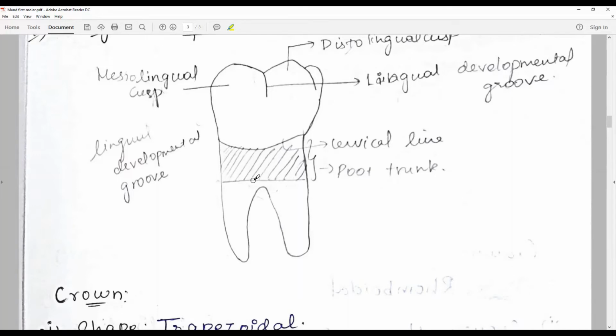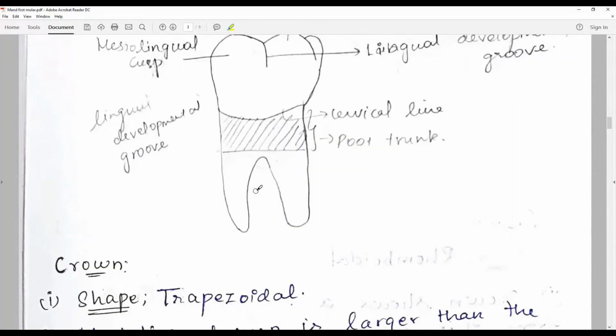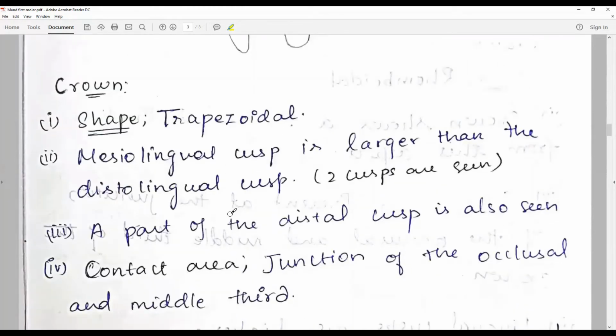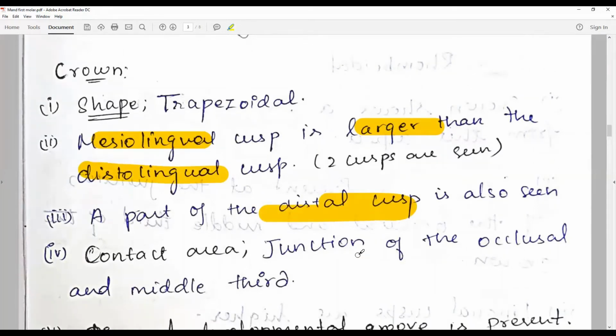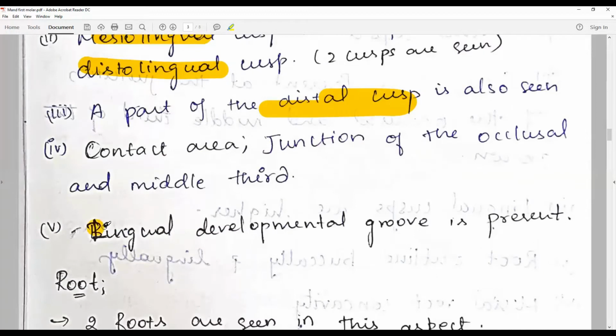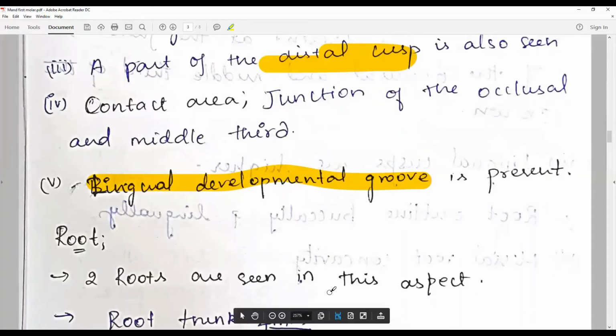And the lingual cusp ridge and the two lingual cusps are convex. So with that, we come to the end of the discussion on the lingual surface. The trapezoidal mesiolingual cusp is larger than the distolingual cusp. Part of the distal cusp is seen, the contact area, then the lingual developmental groove, and all other things as we discussed.